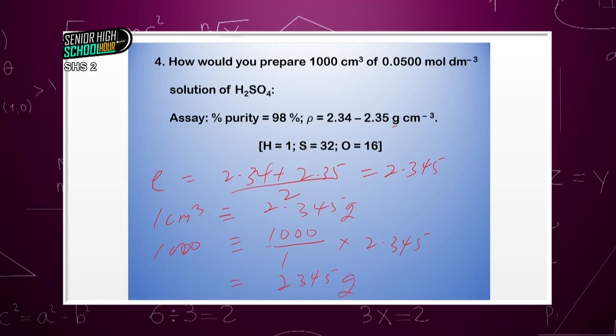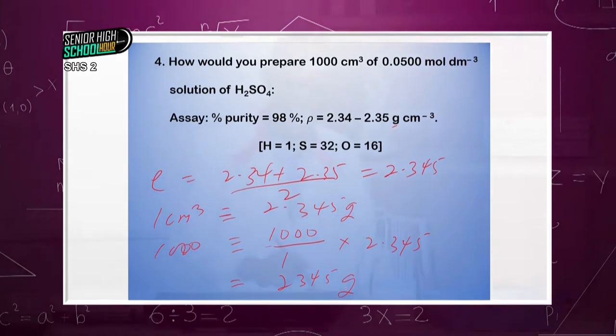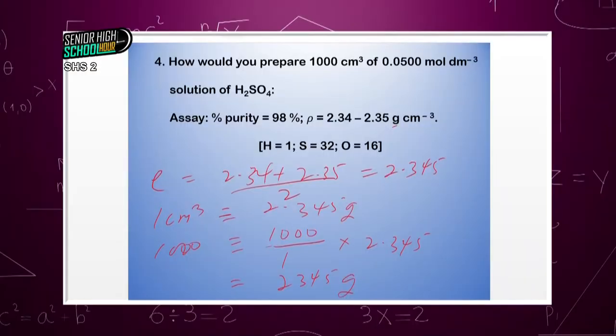So you take the percentage purity and then find the concentration of the solution. Is that okay? There is the earlier concept, so follow through to this one, and assess yourself whether you are really following or not.